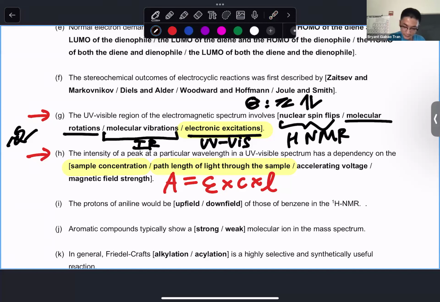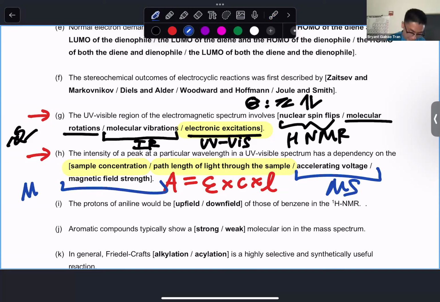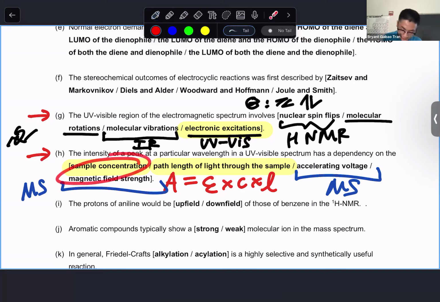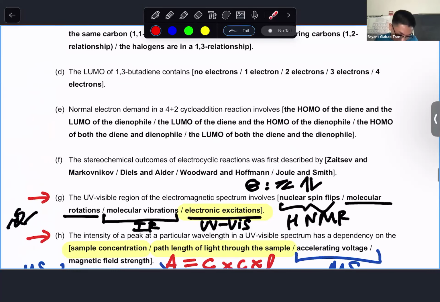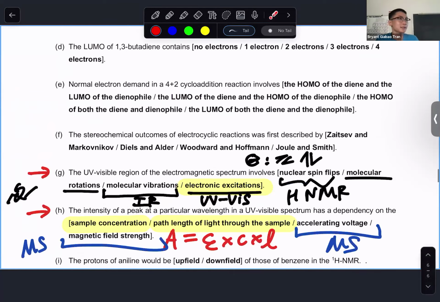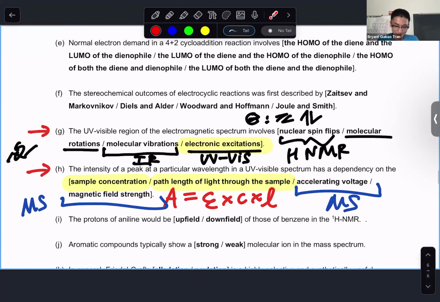These other two here, accelerating voltage and magnetic field strength, that's for mass spec, because that was part of the mass spec equation, the magnetic field strength and the accelerating voltage. That's more of the mass spec device. But these two here, sample concentration and path length, affect the intensity of the peak. Okay. So that was UV vis.